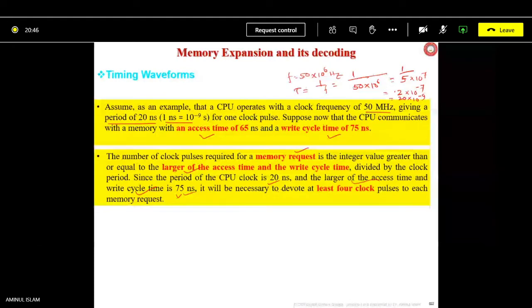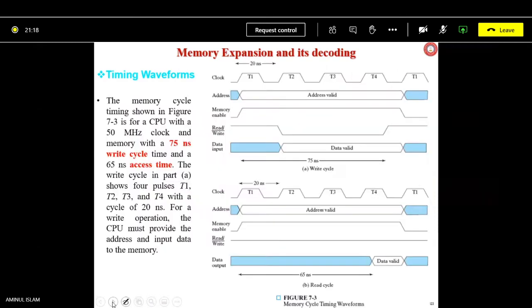Yes, sir. 5 nanoseconds before, the write operation can be completed. So at least 4 clock pulses are required to complete this memory access. Memory access means both read and write operations. Reading takes less time in this example, 65 nanoseconds, whereas the write operation takes 75 nanoseconds. So because of this, 4 periods are required.